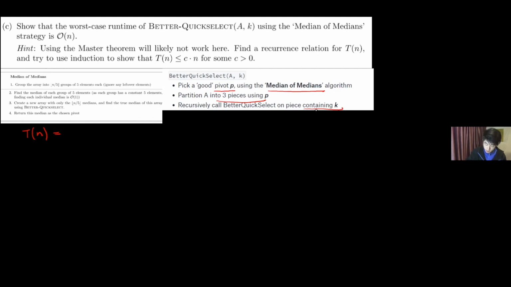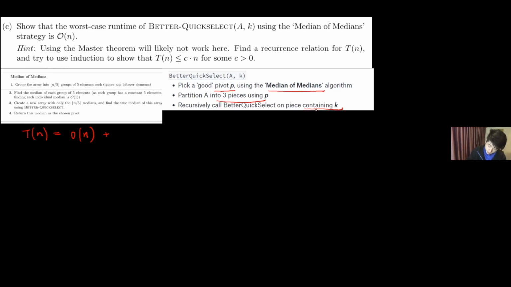So partitioning A into 3 pieces using P takes linear time once we've chosen the pivot, because to partition, we need to look at every single element in A and then decide which bucket it fits into. Okay, now next, we invoke the median of medians algorithm.